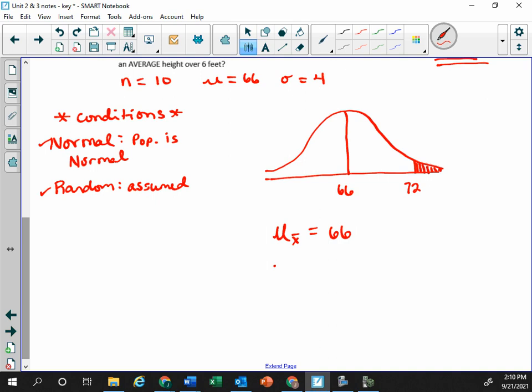What about sigma of x bar? How are we going to find that? Yeah, it's sigma divided by square root of n. Yes. So you're right. I'm going to write the formula just so we write that down a few more times. So sigma divided by square root of n. So you are right, 4 divided by square root of 10. So what do we get? 1.26, something like that, right?